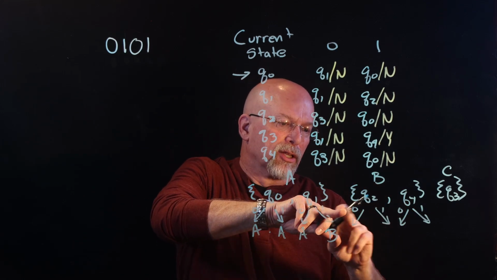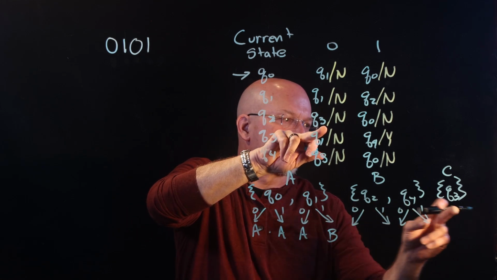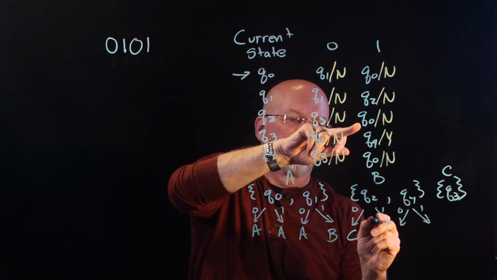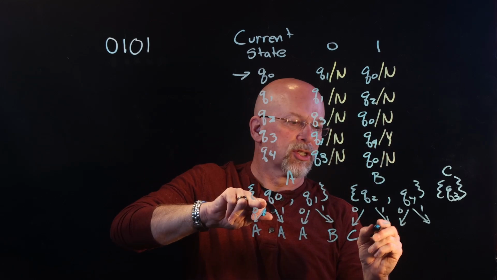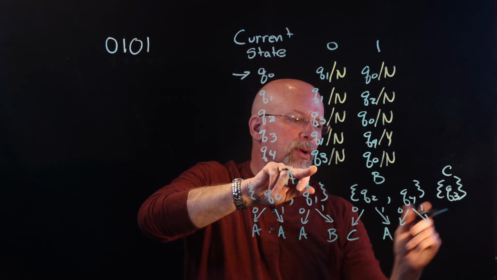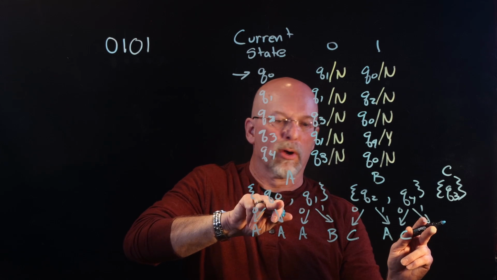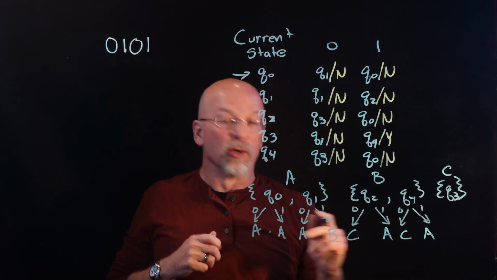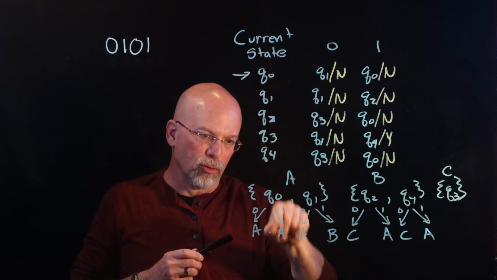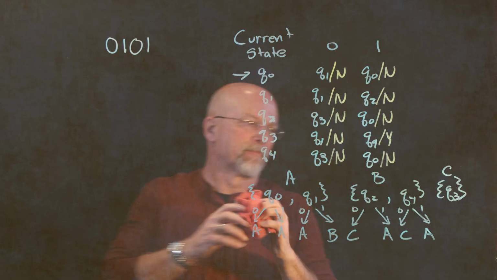However, B, let's take a look at B. If we're in Q2 and we get a 0, we're going to Q3, which is in set C. If we get a 1, we go to Q0, which is in set A. Q4, if we get a 0, we're going to set C. If we get a 1, we're going to Q0, which is in set A. So these two can still be together, but we're going to have to break A into two pieces, one set for Q0 and one set for Q1. Let's do that one next.